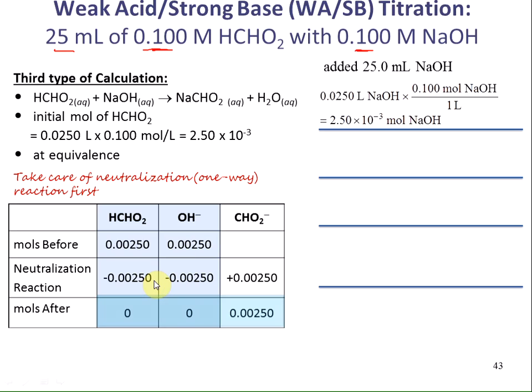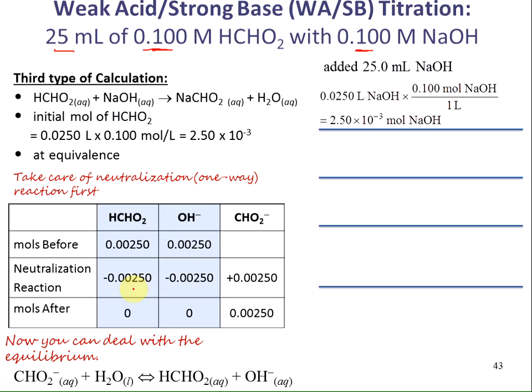And after the neutralization reaction, we have no more formic acid. We have no more sodium hydroxide. All of it has been converted to the conjugate base. So we create 0.0025 moles of the formate ion. Now that I have taken care of my neutralization reaction, I can now deal with my equilibrium. Because remember, the conjugate base that's formed from the weak acid is still a weak base. So it will establish an equilibrium when in water.